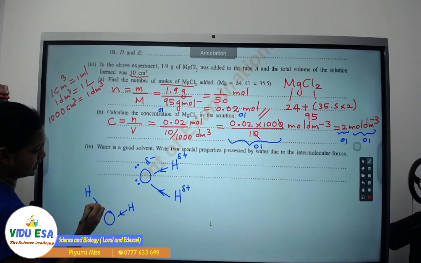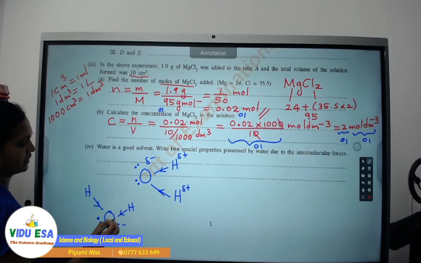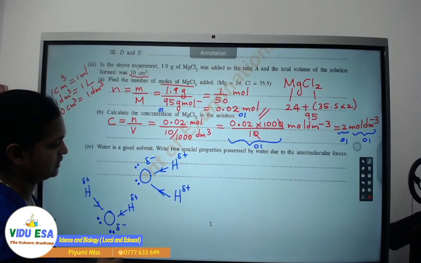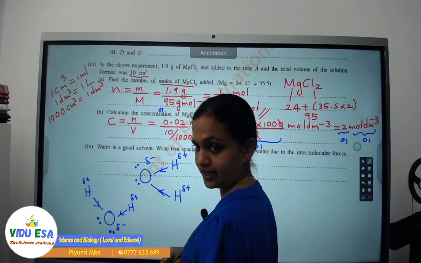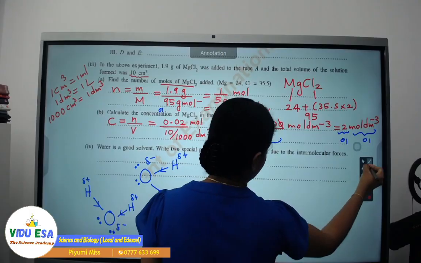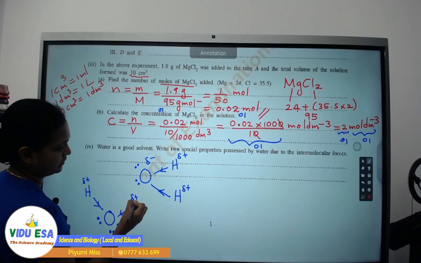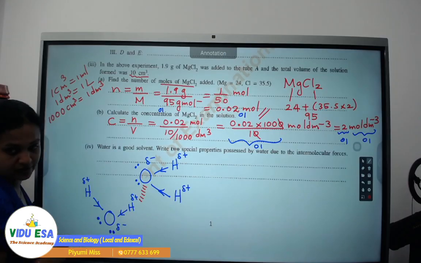Here also the same thing happens. We have to show the two lone pairs. Hydrogen gets a slight positive charge. As a result, inside the molecule we find the covalent bonds, right? Then in between the water molecules, due to this polarity, attractive forces occur in between hydrogen and oxygen, right?